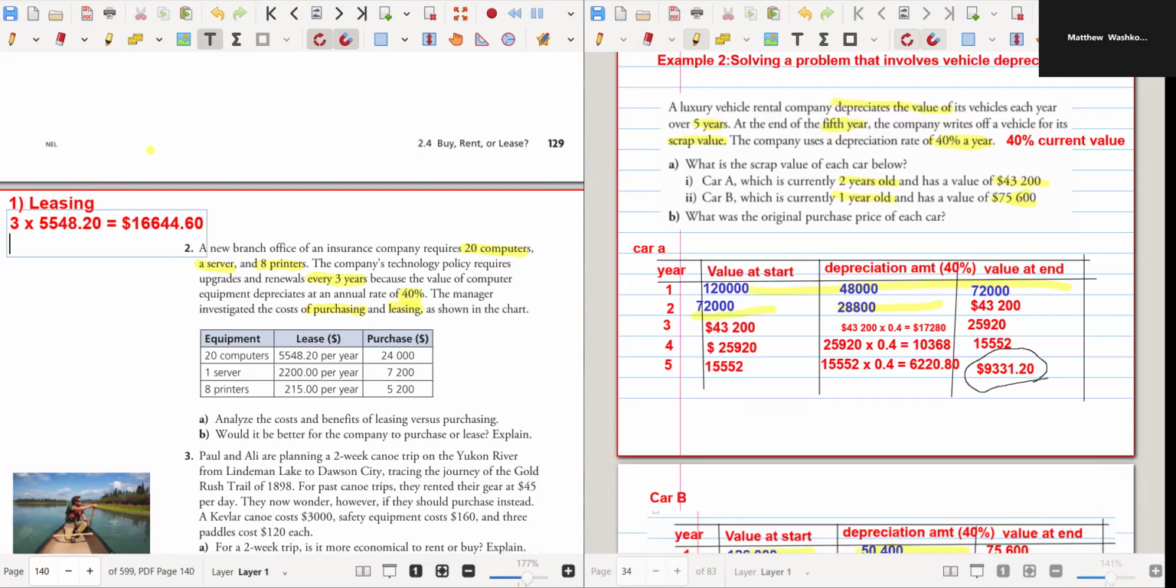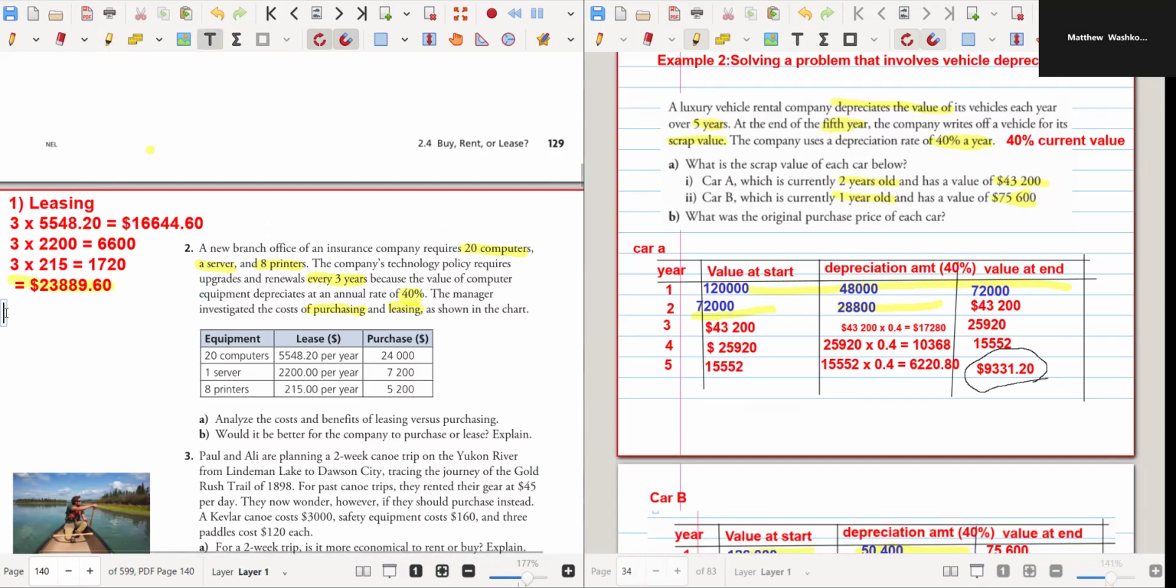For the server, that's 3 times 2,200, so that's 6,600. And then for leasing the printers, that's 3 times 215, which gives you 1,720. So we combine all that together. These three numbers together give us $23,889.60. So that's for the leasing.